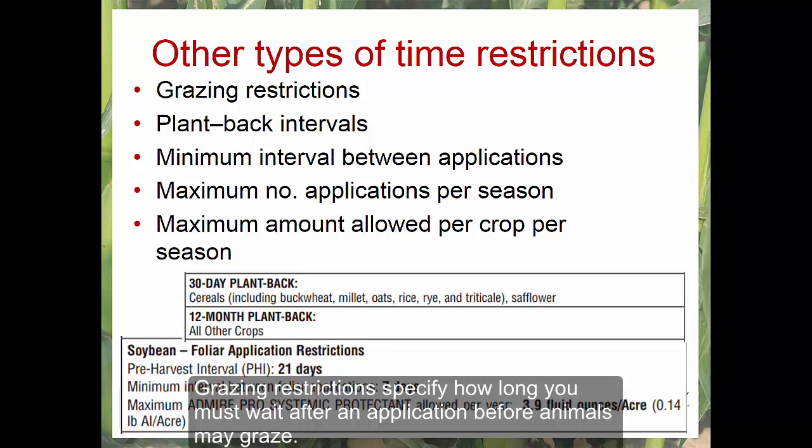Other examples, minimum intervals between applications, maximum number of applications per season, maximum amount allowed per crop or per season. So looking at the soybean box at the bottom, it tells you that the minimum interval between foliar applications is 7 days, and the maximum rates that you can use per year are 3.9 fluid ounces per acre.